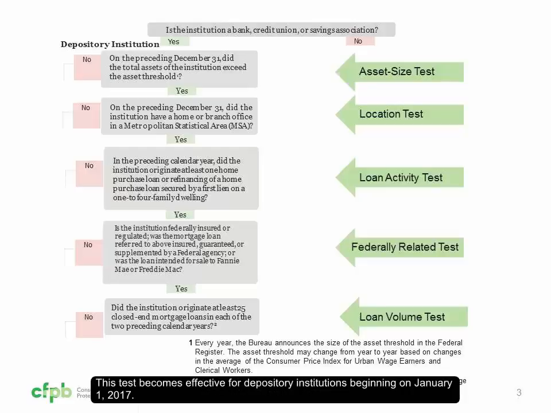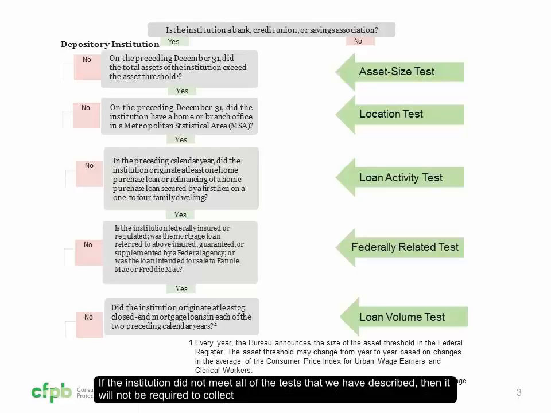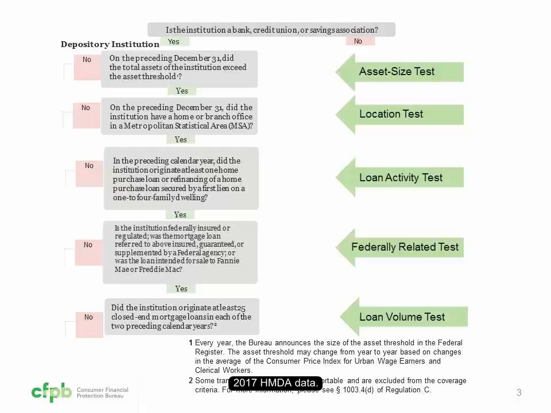This test becomes effective for depository institutions beginning on January 1, 2017. The threshold of 25 home purchase loans is intended to reduce the burden on depository institutions. If the institution did not meet all of the tests that we have described, then it will not be required to collect 2017 HMDA data.